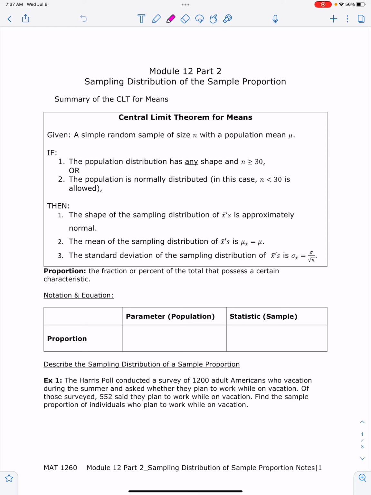Welcome back. These are the Module 12 Part 2 notes. This is the sampling distribution for the sample proportion. So real quick review of central limit theorem for means. We did that in Mod 12 Part 1.